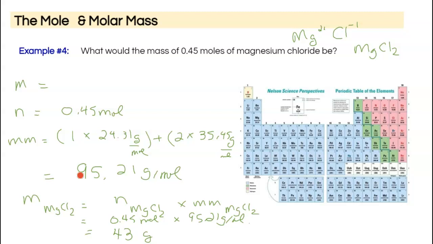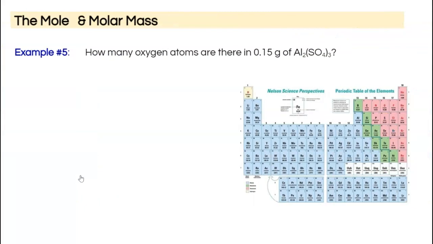So I have one more example that is a little bit elevated that I'm going to try, and you're welcome to try it yourself by pausing the video. This question reads, how many oxygen atoms are there in 0.15 grams of aluminum sulfate? So pause the video, give that a try, and then see how you navigate this problem. All right, so I'm going to take this up.